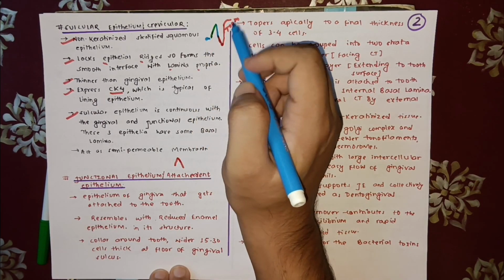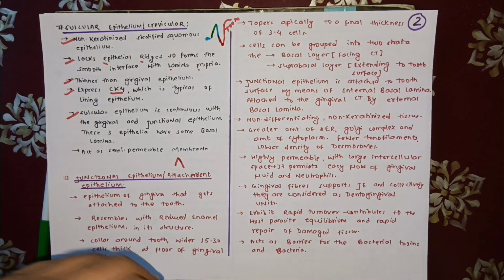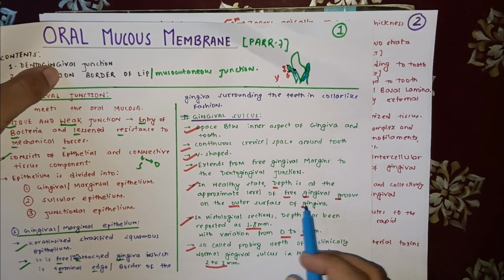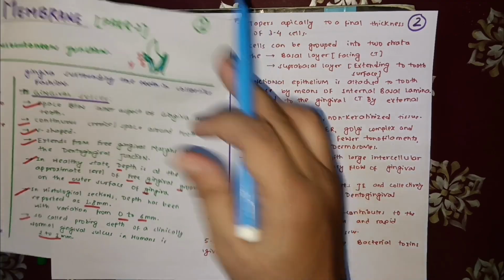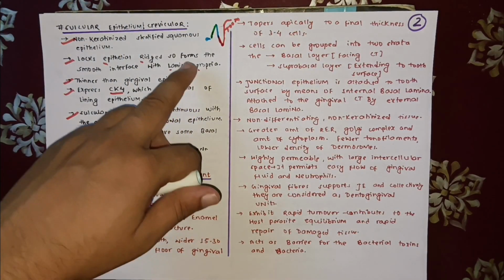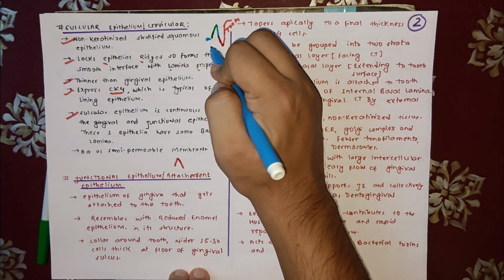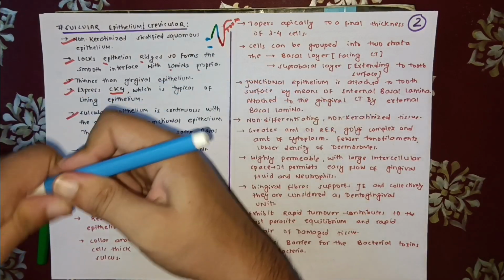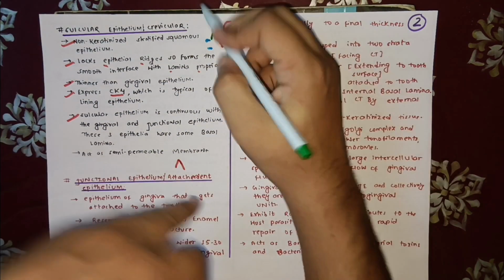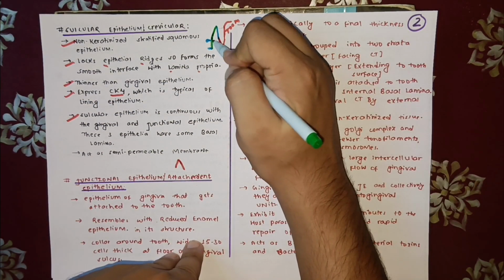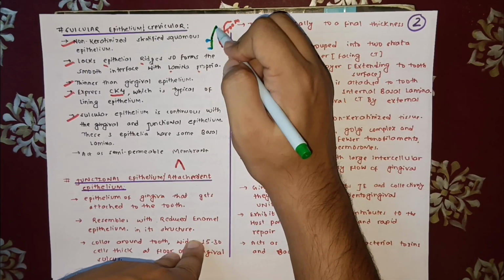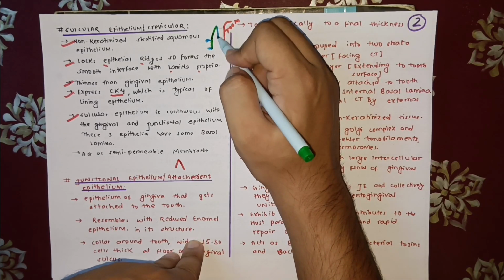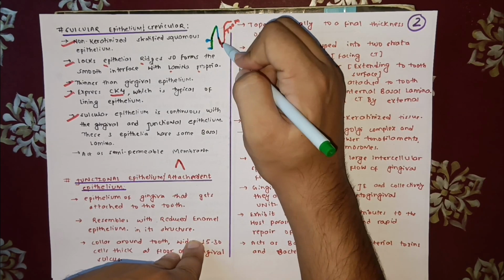Sorry, there is no free gingival group as I have told here. This free gingival group is related to the depth of this dentogingival junction, so it must be here in a normal person. Up to here we have free gingiva or the marginal epithelium. After that this is the circular epithelium, and here is the junctional epithelium.